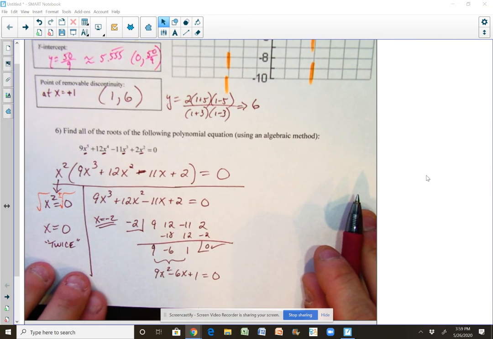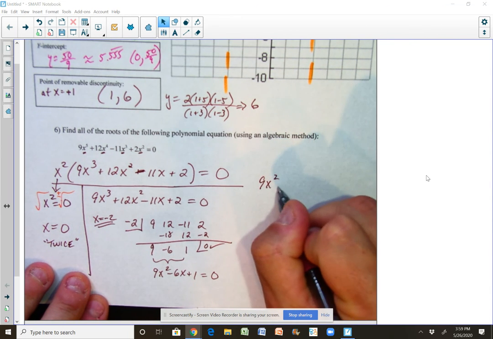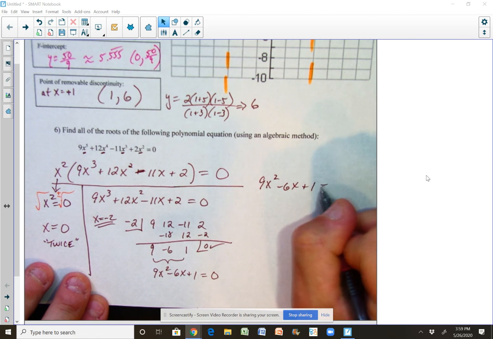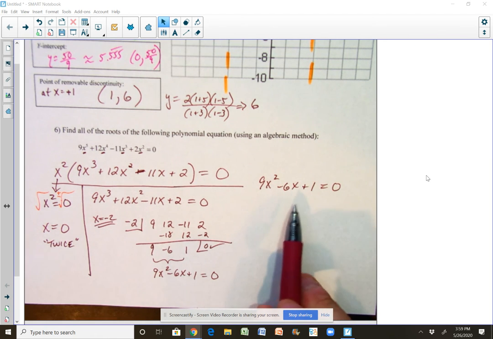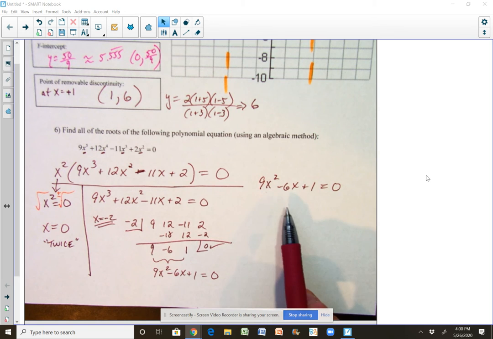So if we go back over to here, I'm going to take 9x squared minus 6x plus 1 equals 0. You have a lot of options to solve that. We talked about it earlier last week and a little bit with the review this week. You could use the quadratic formula since it's second degree. You could do completing the square as long as you get rid of that coefficient. I don't know why you would try that. You could also try factoring it because it does factor, but there's no guarantee that it will always factor. So the safe bet is probably the quadratic formula.